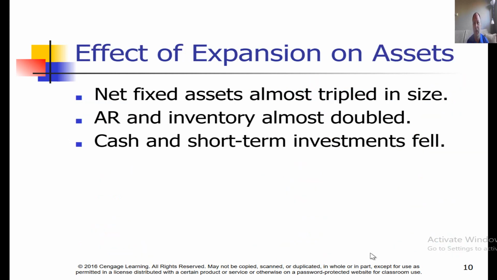On the liability side, we will soon look at how they financed that expansion. So in summary, we can say net fixed assets almost tripled, accounts receivable and inventory doubled, but cash and short-term investments fell to finance this expansion.